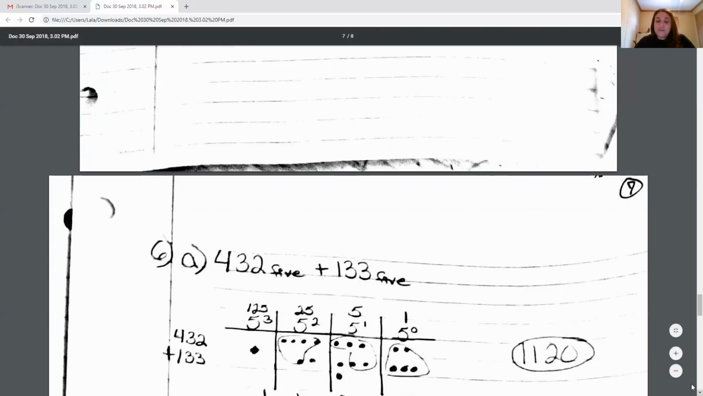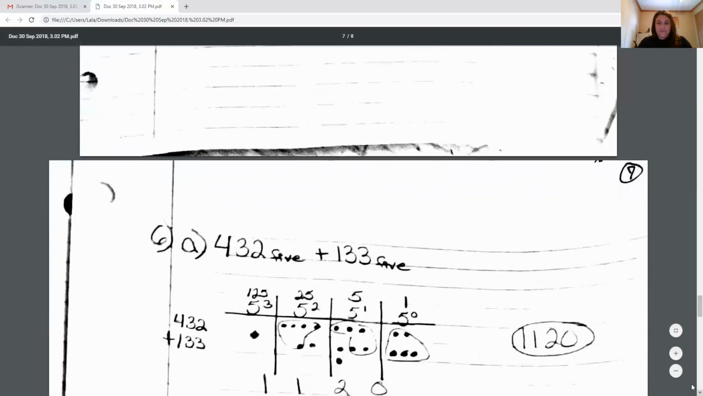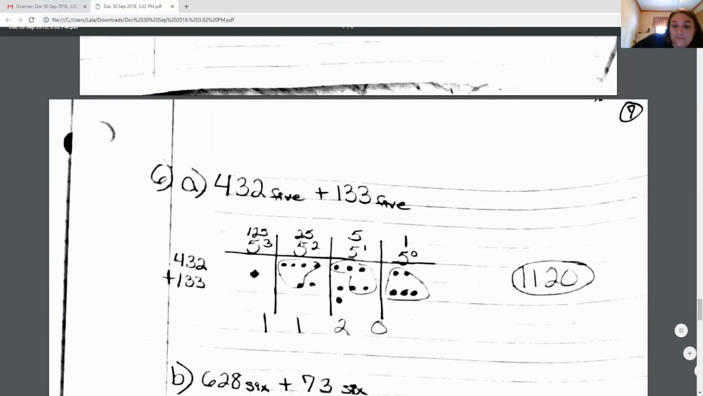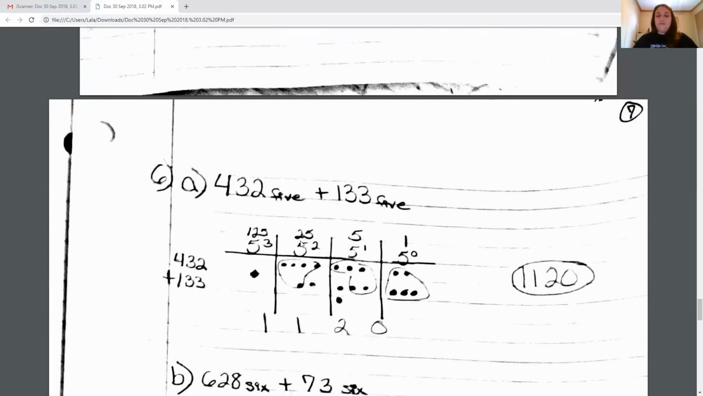Okay, so here's our first problem. We have 432 to the base of 5 plus 133 to the base of 5. So to work these, we're going to want to do this nifty little base 5 diagram. So we have 5 to the 0 power, which is equal to 1. 5 to the first power is 5. 5 to the second power is 25, and 5 to the third power is 125.